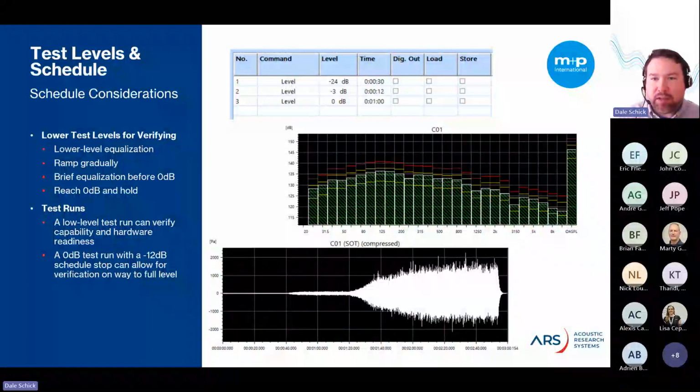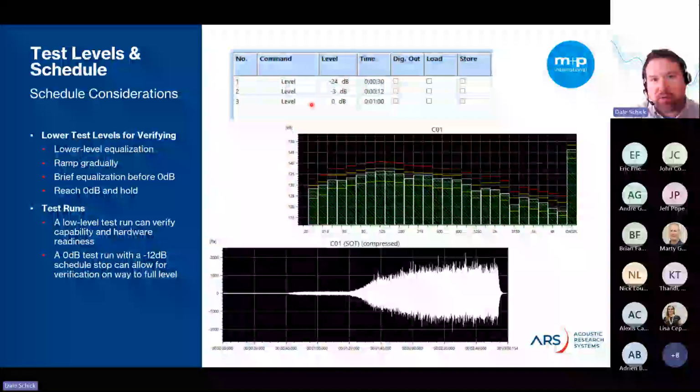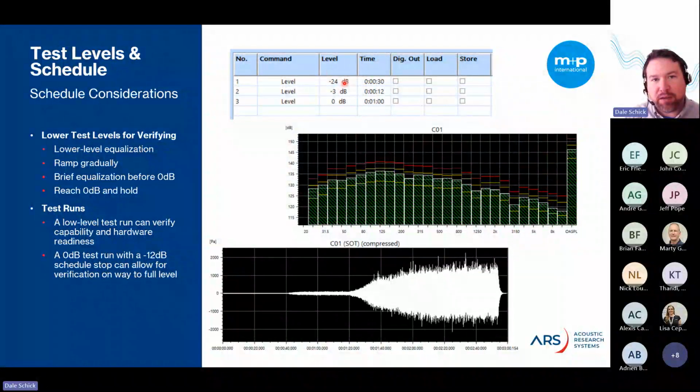They help to keep the equalization before 0 dB as brief as possible by providing the best shape before stepping up to it. And they can be loaded or stored to help speed up the pre-level tests. What I mean is I could create a shape just before the test at a very low level, like in this example, we have minus 24. And once that shape is achieved, I can save it as a file and then load it so that I only need to spend, I don't know, maybe a second or two at that level at minus 24 before stepping up to minus 3 dB.